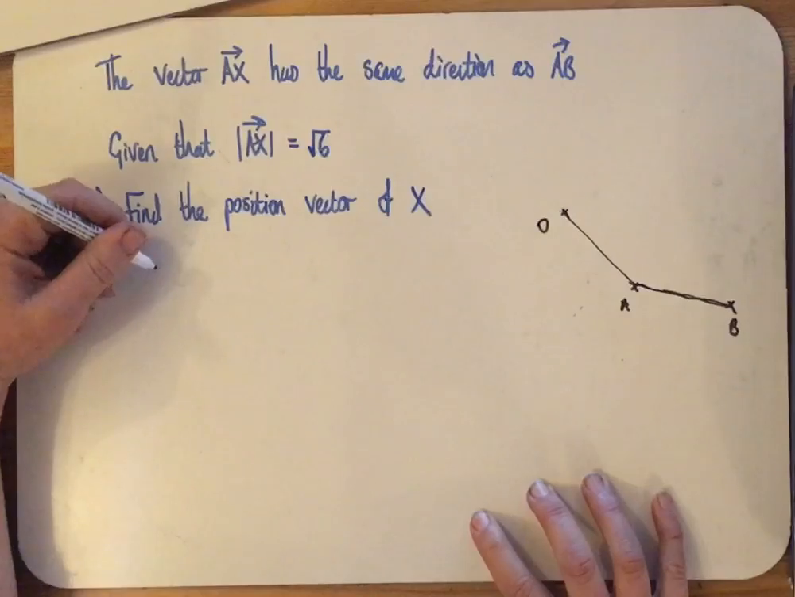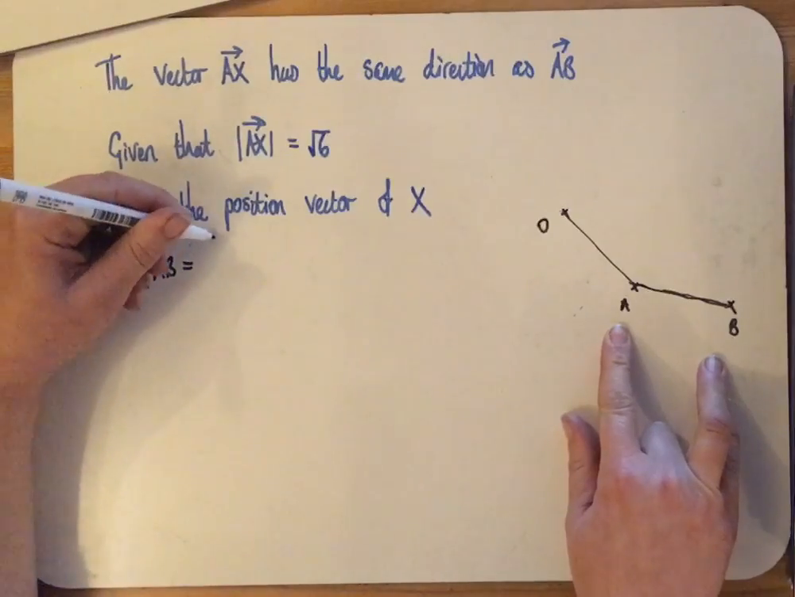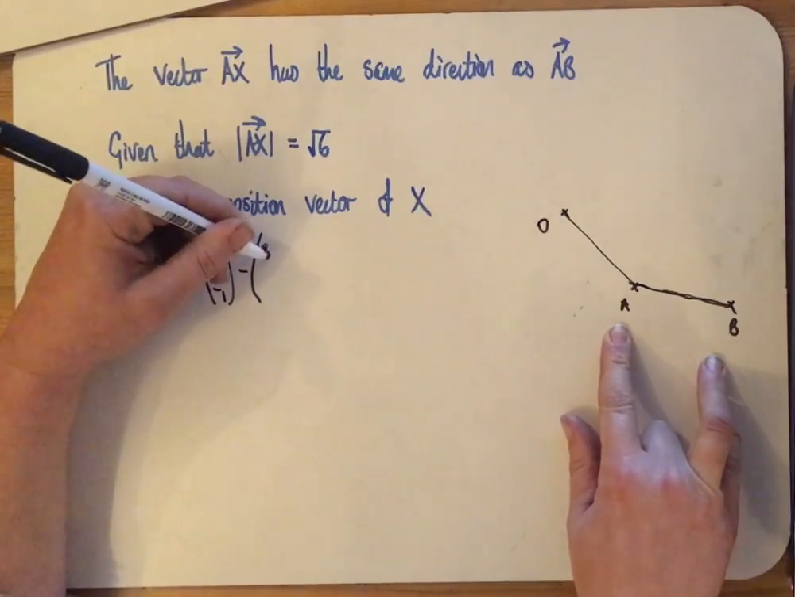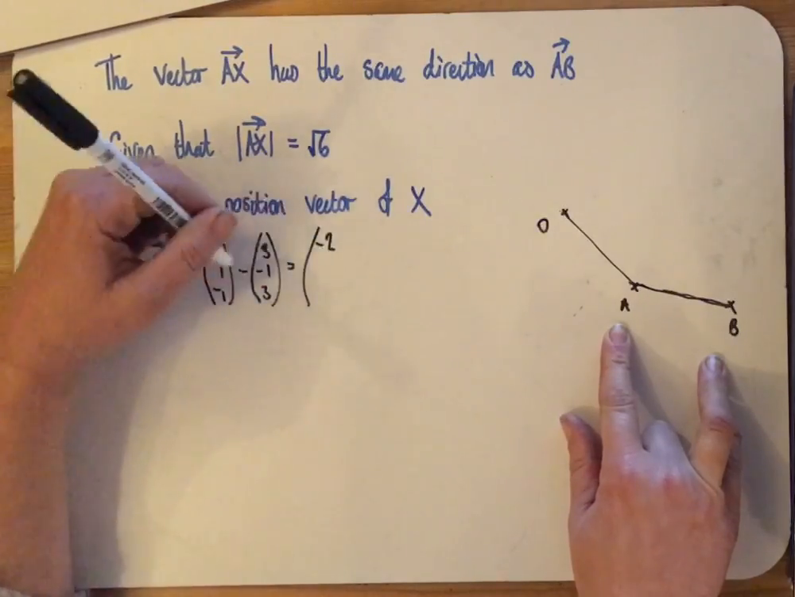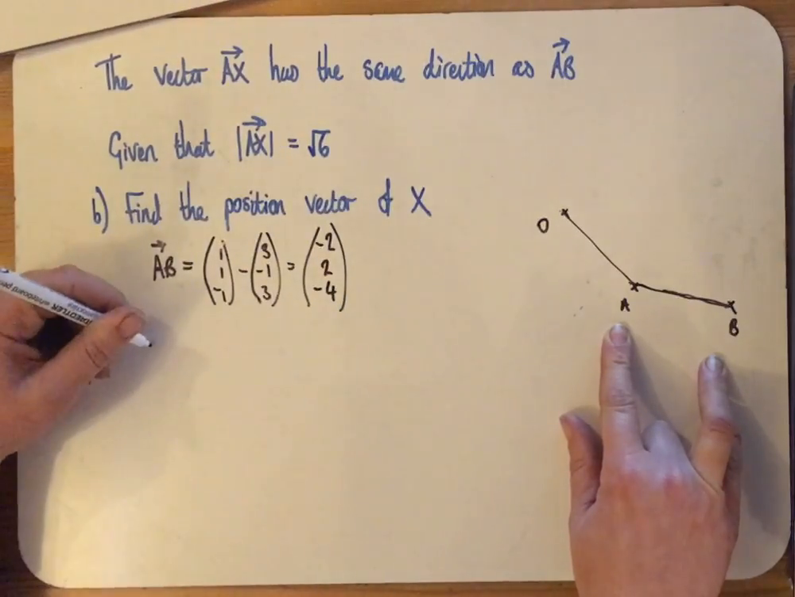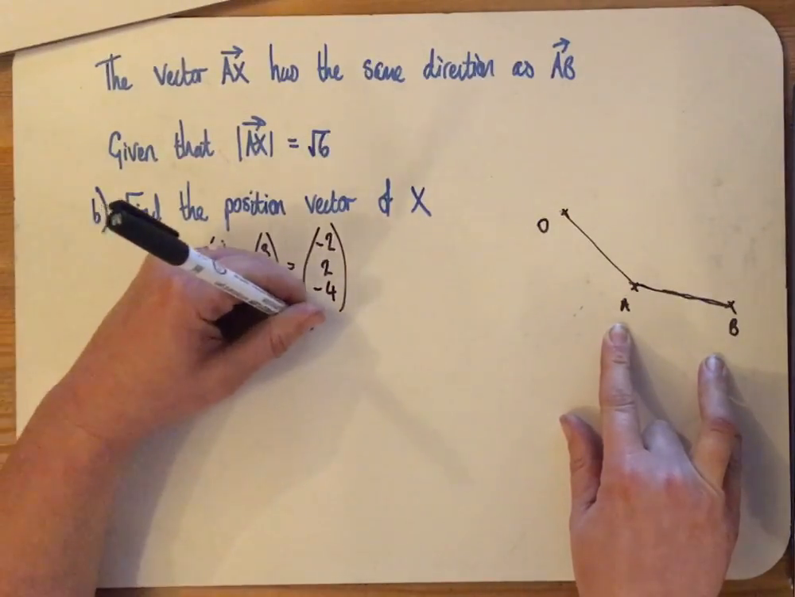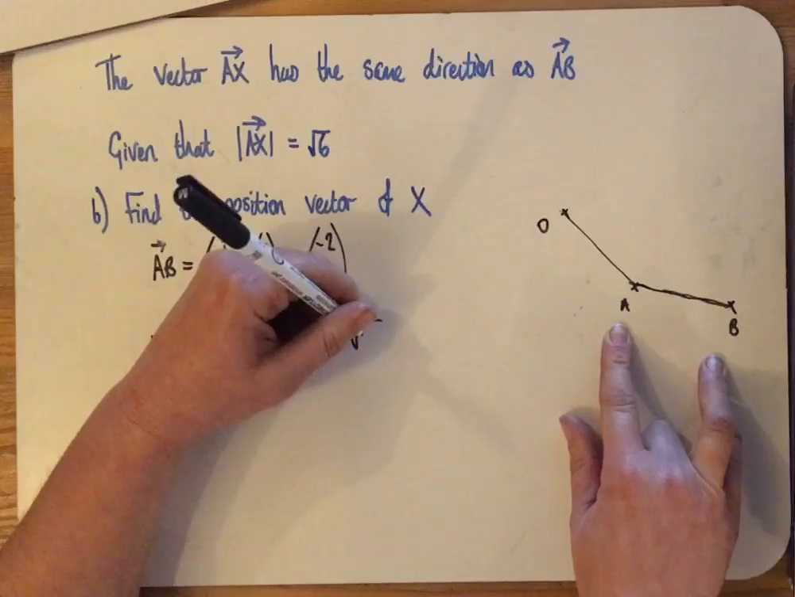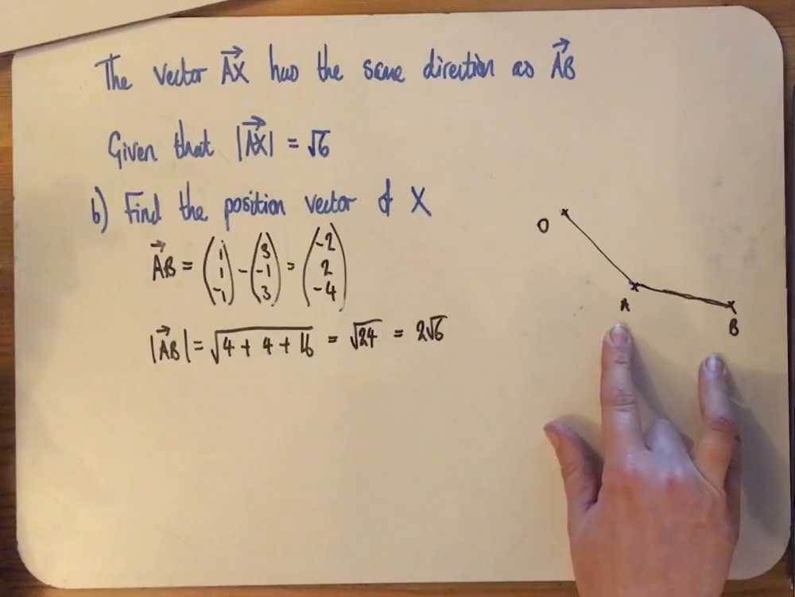Instead, I'm going to try and find the length of AB. So AB is B, (1, 1, -1), minus the position vector of A, which is (3, -1, 3). And that gives me (-2, 2, -4). So the length of AB is equal to the square root of 4 plus 4 plus 16, which is root 24, which is 2 root 6.